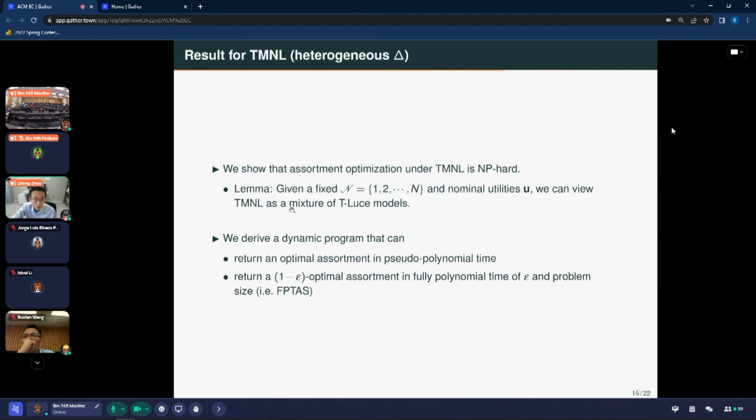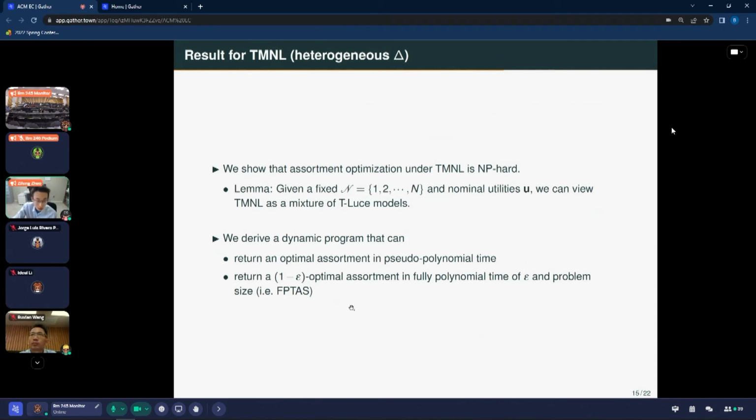Although it's NP-hard to solve, later we derive a dynamic program that can help us return the optimal assortment in pseudo polynomial time, or we can further discretize this DP, and then we get an FPTAS for this original problem.